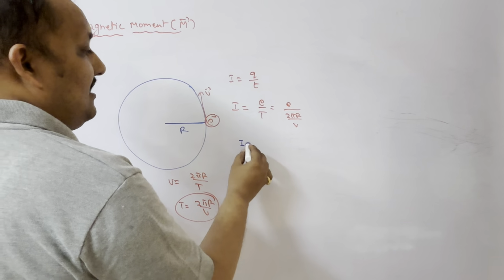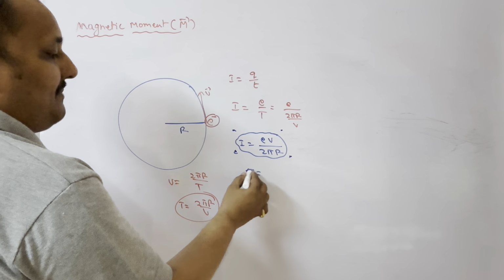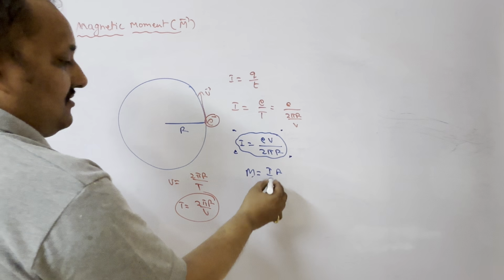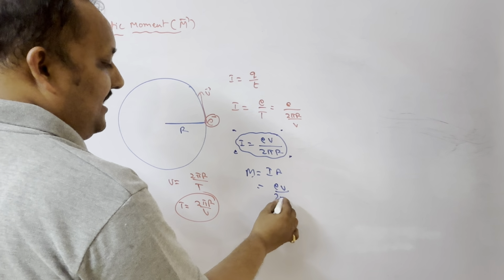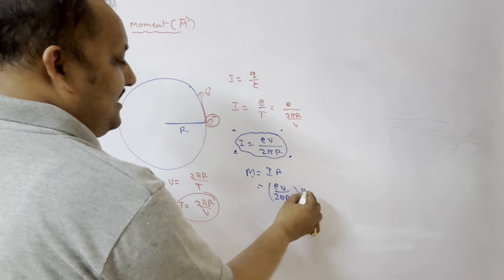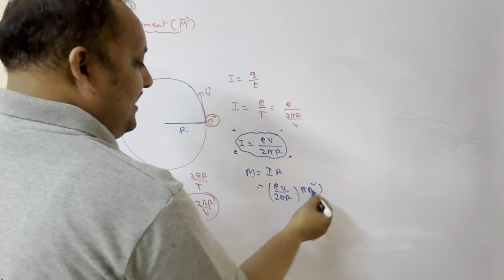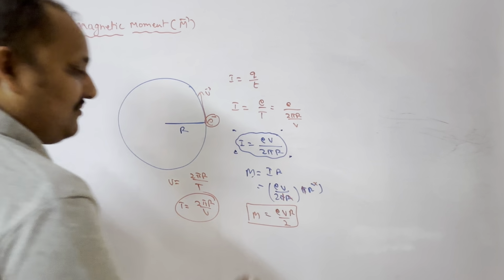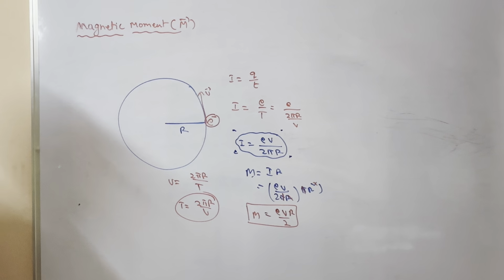Once we got the current, the area we came to know. Therefore, magnetic moment is I into A, for one revolution, that is, for one turn. So I means EV by 2 pi r, A means pi r square. Therefore, if you cancel one pi, we get EVr by 2. This is the magnetic moment of the revolving electron.